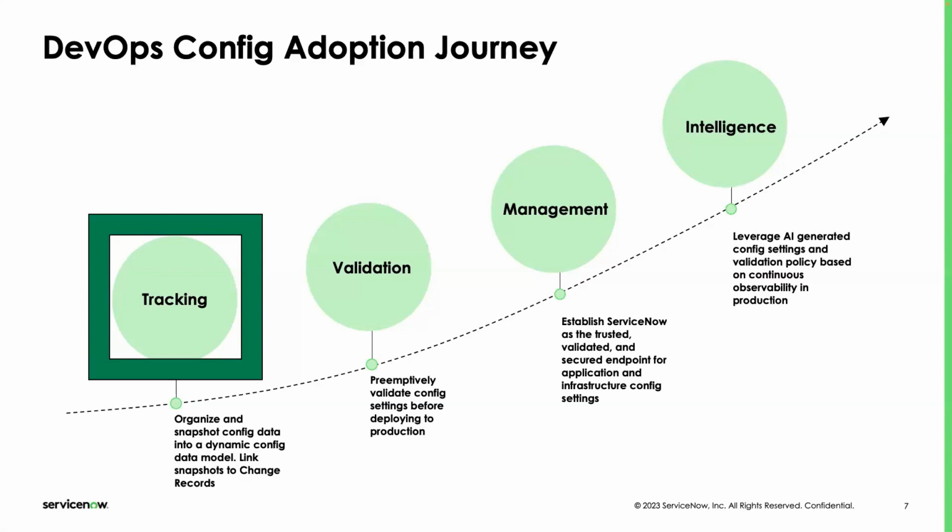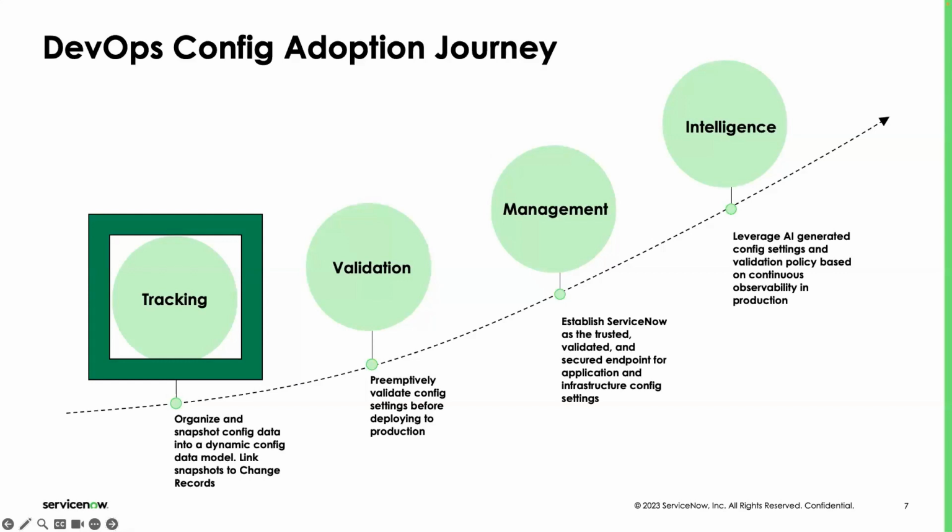And then, of course, what I was talking about a few minutes ago, leveraging AI-generated config settings and validation policies based on this continuous observation of what's happening in production. Basically, that feedback loop that's such an important part of DevOps, and have that feed back into future config settings, okay?